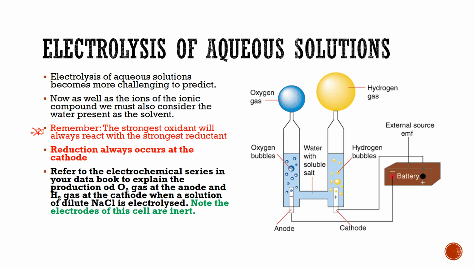But in this case, we will electrolyze water. So we'll produce oxygen gas and we'll produce hydrogen gas. We'll produce hydrogen gas at the cathode and oxygen gas at the anode.